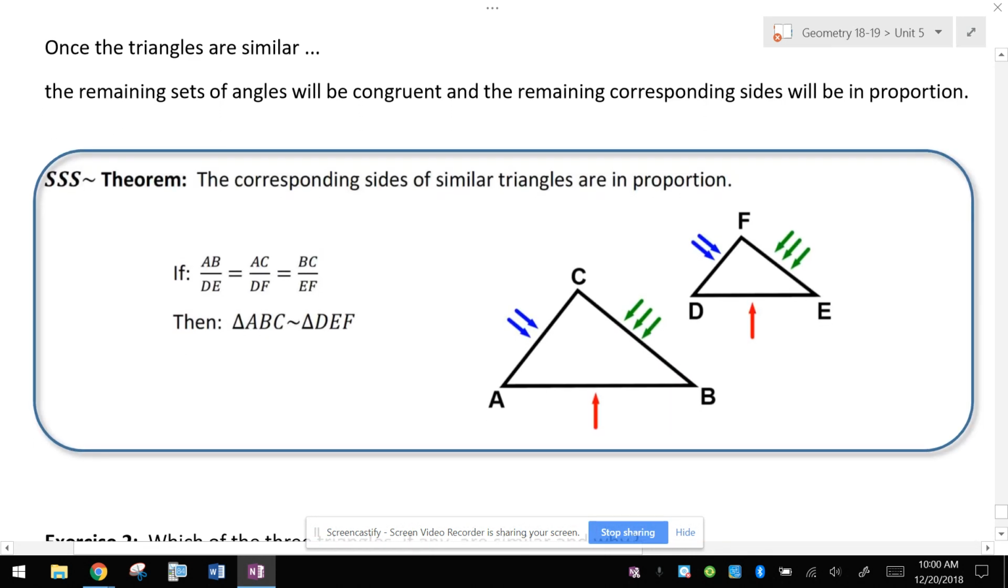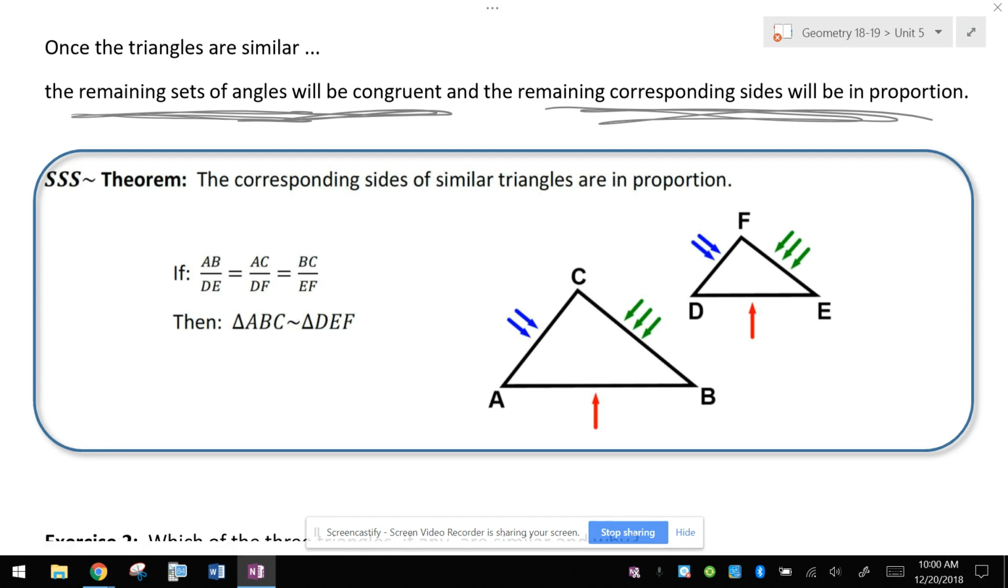Once I have similar triangles, by the way, you know that the remaining sets of angles are congruent, and you know the remaining sides will be in proportion. So once you establish similarity, then you can use almost like a CPCTC thing, but for similarity, we'll talk about that later, to talk about the other angles and sides when needed.